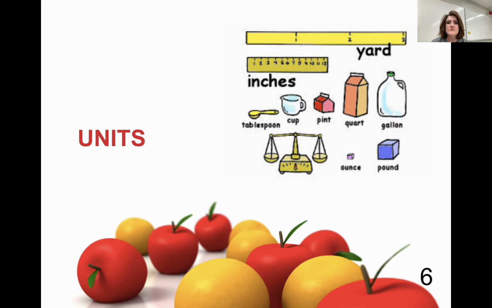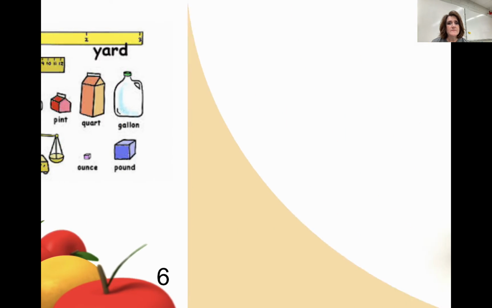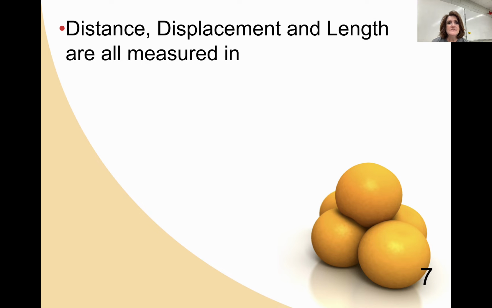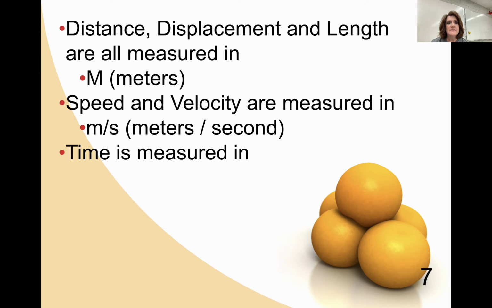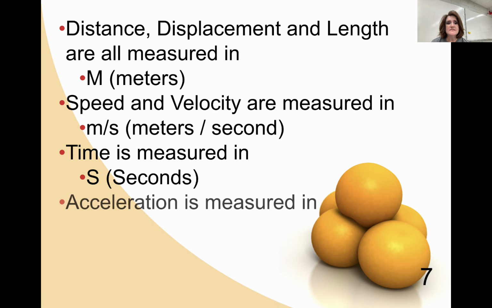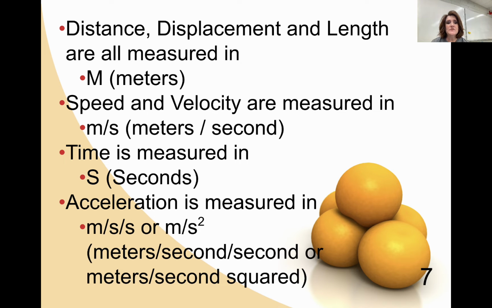Now, each of those has a unit that goes with it. Distance, displacement, and length are all measured in meters. Speed and velocity will be in meters per second. Time is measured in seconds, and acceleration is in meters per second, sometimes referred to as meters per second squared.